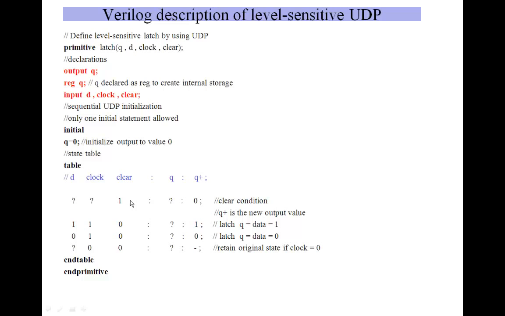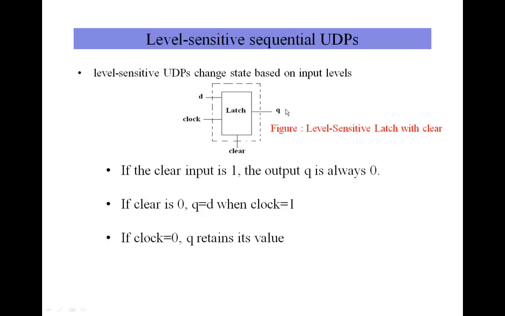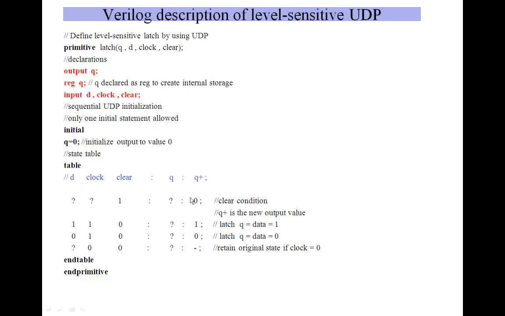In that case, if clear is 1, the output will be 0, whatever the current state is. Maybe 0, maybe 1 here. Whenever clear is 1, this is 0. This is 0.